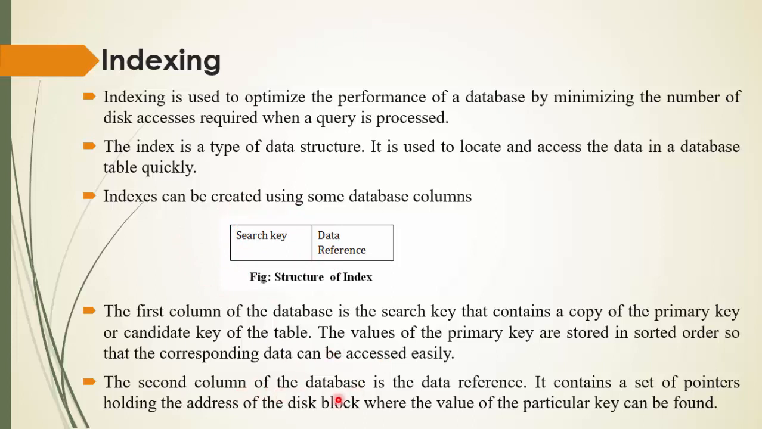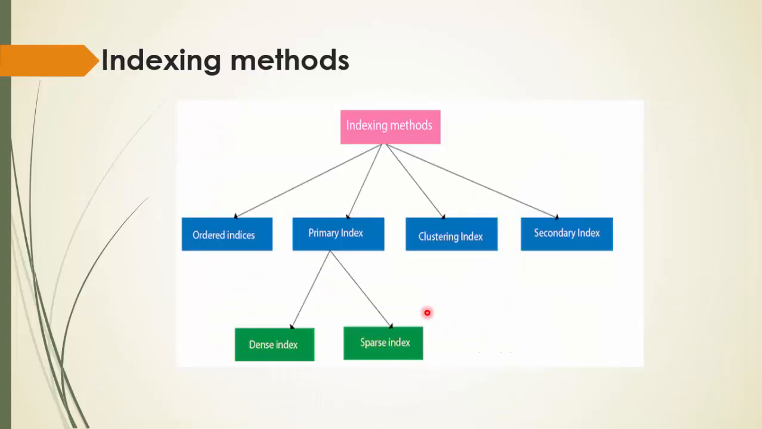The second column of the database is the data reference. It contains a set of pointers holding the address of the disk block where the value of the particular key can be found. So the search key is the primary key or candidate key, and the data reference contains the address of the disk from where we have to retrieve our data. So this is the concept of indexing.